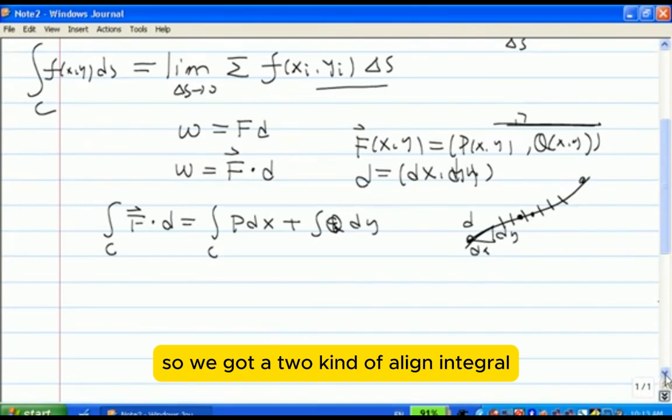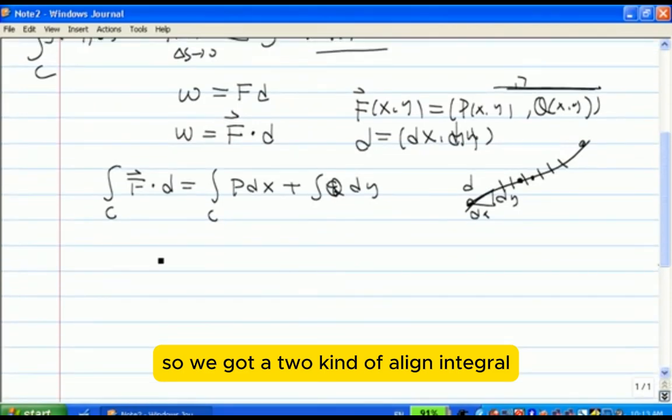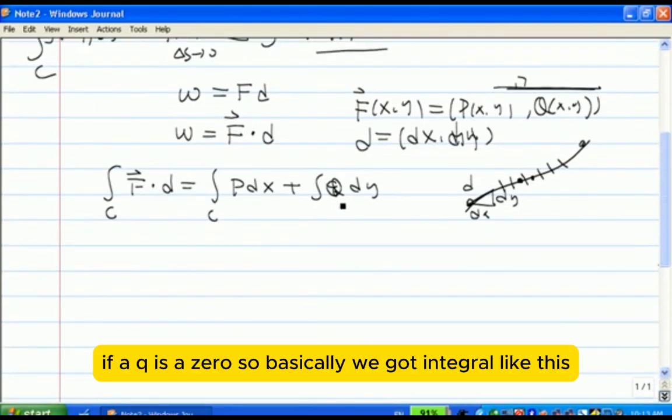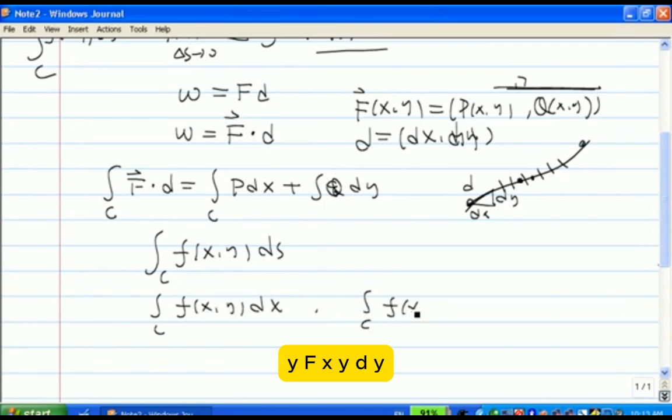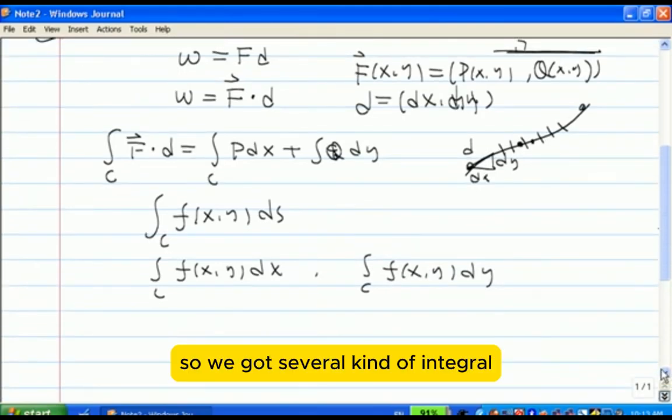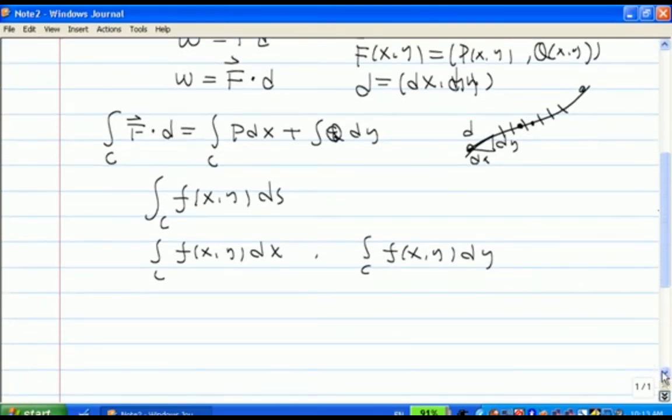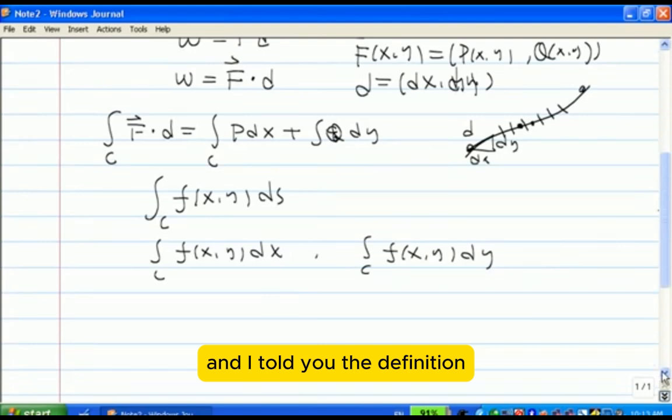So we got two kinds of line integral. If Q is 0, basically we get integrals like this: f(x, y) ds, or f(x, y) dx, or f(x, y) dy. So we got several kinds of integral. And I told you the definition.